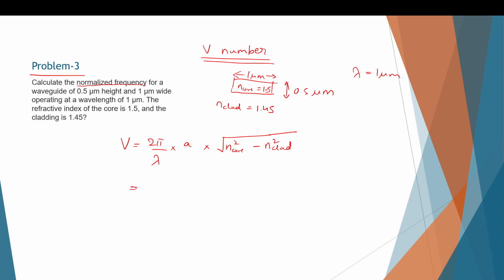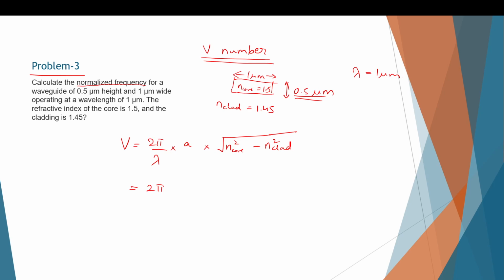It is known that for the V number we should always take the value of A to be the dimension that is the smallest. If the width is small, you should take width. If the height is small, we should take height. In this case, the height is smaller, so we will take that.